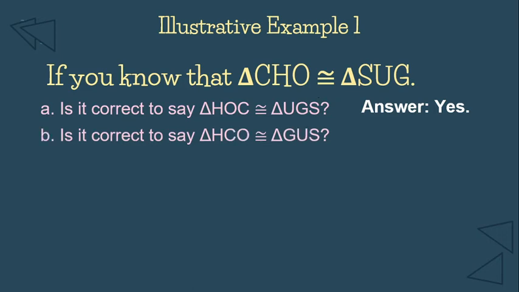Next, is it correct to say triangle HCO is congruent to triangle GUS? How about this one? Is this correct? Okay, the answer is no. Bakit? Why? Because the corresponding vertices of the triangles are named in different orders. Yung H natin, di ba, ang katapat niya dapat or correspondence niya ay U. Pero dito, naging G na siya. So, hindi na natin to masasabing correct.